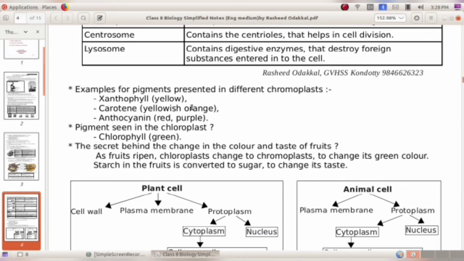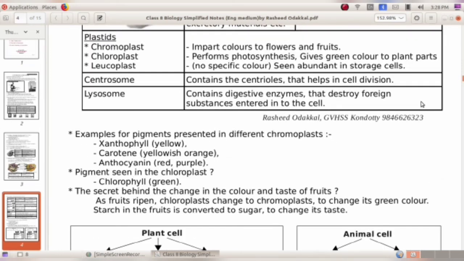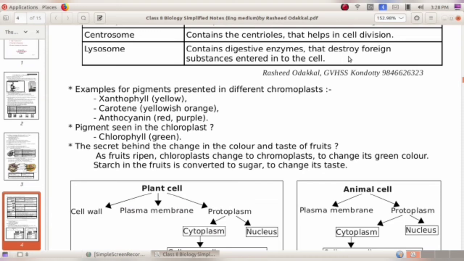Then the examples for pigments. We have already seen that chromoplast is a plastid which imparts color to flowers and fruits. The chromoplast contains different types of pigments for imparting color to the fruits and flowers. Xanthophyll, carotene and anthocyanin are the main pigments seen in the chromoplast. Xanthophyll is yellow in color, carotene is yellowish orange, and anthocyanin is red or purple. The pigment seen in chloroplast is green.